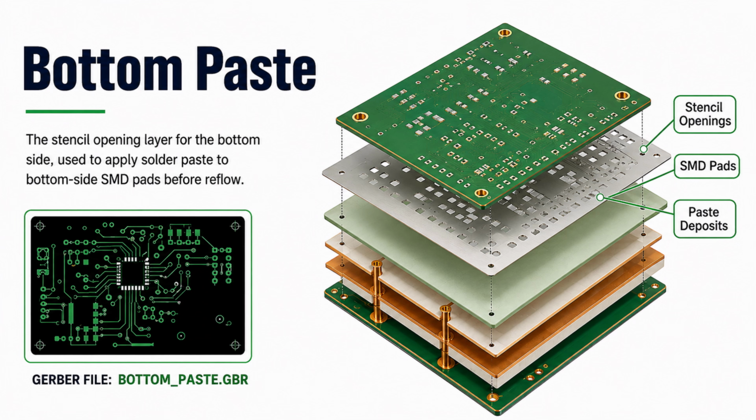If the openings are too large, components may shift during reflow, or solder bridges may form between pads. If the openings are too small, the solder joint may become weak or incomplete. Bottom side assembly also needs extra attention because parts may pass through more than one heating process. Good paste design helps maintain consistent solder joints, strong mechanical connection, and reliable electrical performance. For professional PCB manufacturing, the bottom paste layer must match the bottom side SMD component pads accurately.